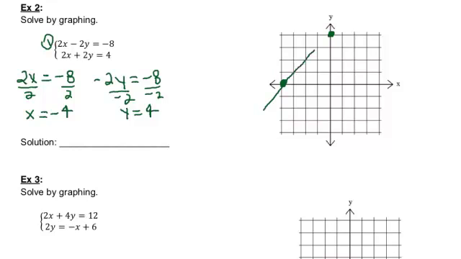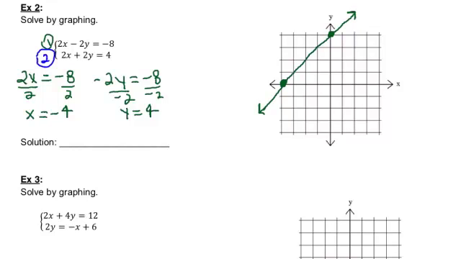Now it's very important to be very accurate when you are solving by graphing, because if you're not accurate, then you're not going to be able to see your solution. Then we need to do the same thing with our second equation. Again, we're going to use our x and y intercepts because we're in standard form.